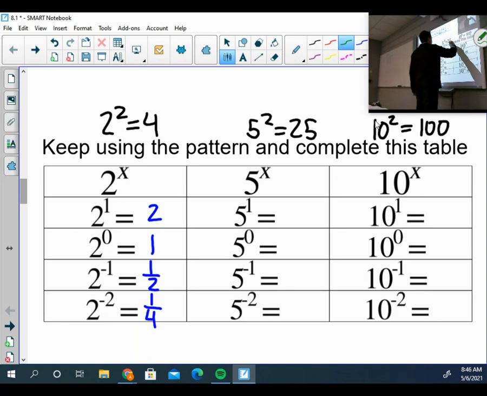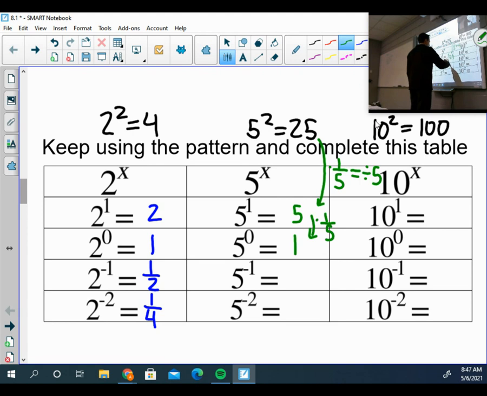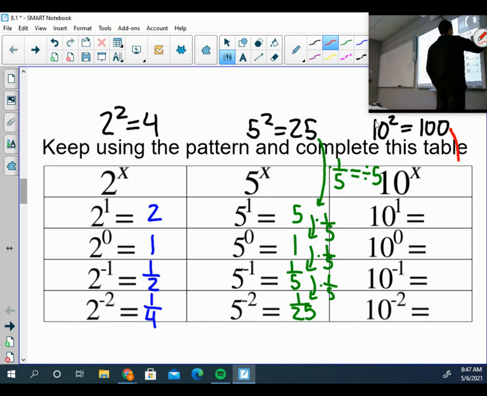But let's continue this maybe for the other ones, right? Again, my exponent is decreasing by 1. My base is consistent. So I take my previous value and I multiply it by 1 over the base. Or again, don't forget this is the equivalent of dividing by the base. And what I end up with here is 5. If I do this again, I end up with 1. And then I end up with 1 over 5. And then I end up with 1 over 25. Doing this for 10.